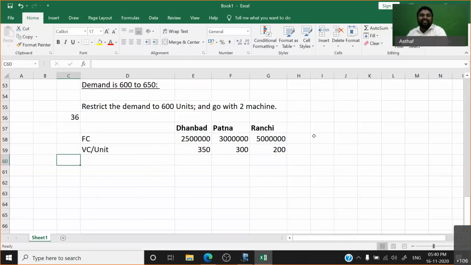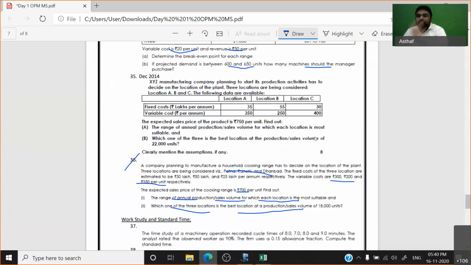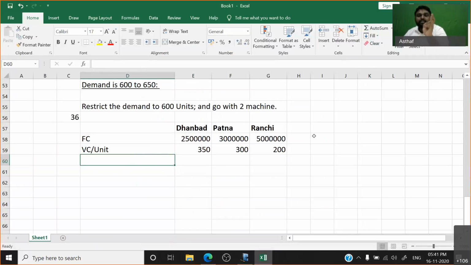Now the main concept. I know you are ready. I am just telling the point. See, for the range of output, in this concept you can take any two only. So what will be the base you take? This is the base: lower fixed cost items first. Which are the lower fixed cost items? Dhanbad and Patna. I am telling you there is a principle. In the revision class, I am just telling the principle, which you have to apply to your examples.